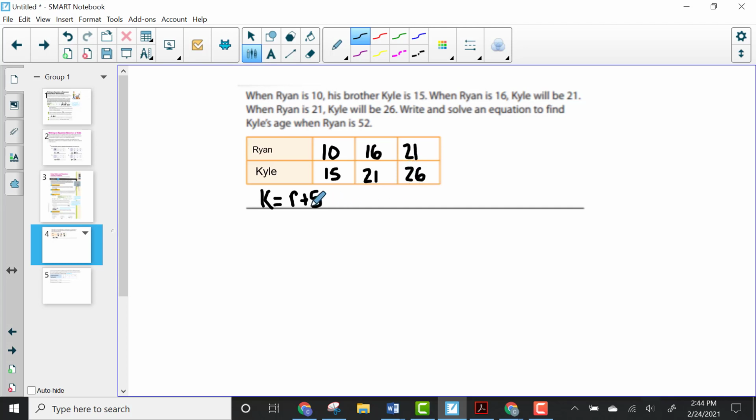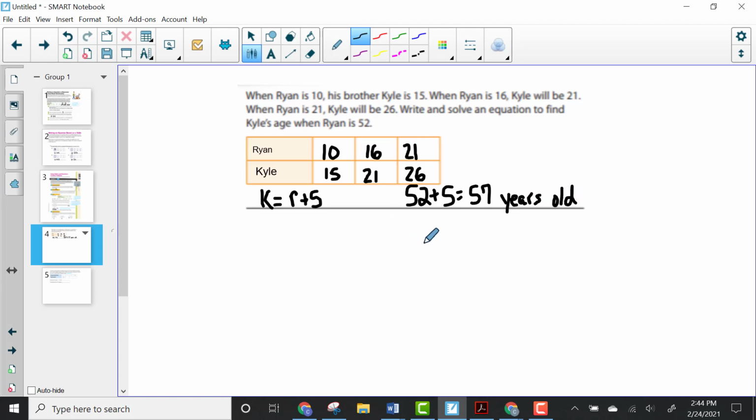So what we do is we just take Ryan's age, 52, add 5 to it, and that gives us 57 years old. That helps us answer that question.